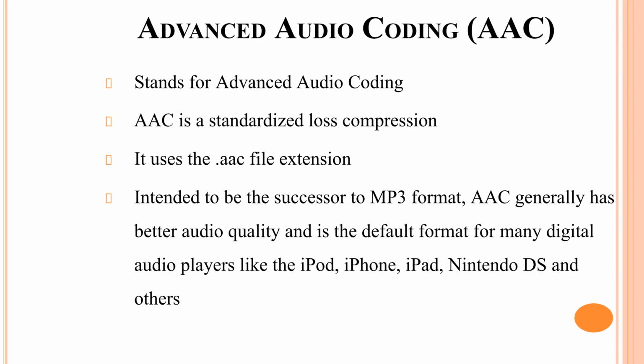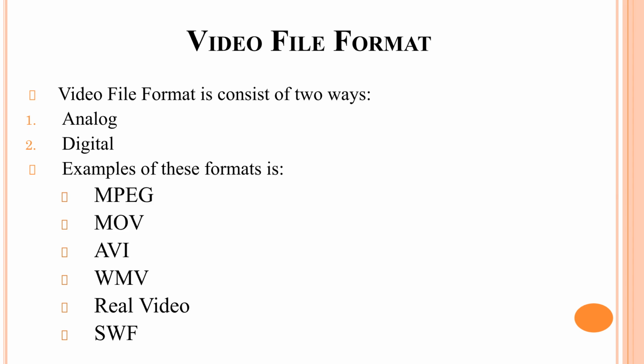AAC, or Advanced Audio Coding, is a standardized lossy compression format. Intended as a successor to MP3, it generally offers better audio quality and is the default format for many digital audio players. Video file formats consist of 2 types, analog and digital. Common digital examples include MPEG, MOV, AVI, WMV, Real Video, and SWF.